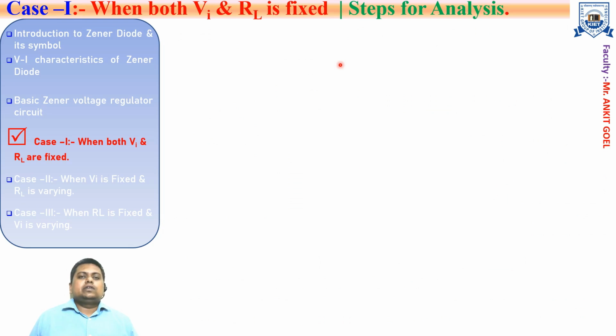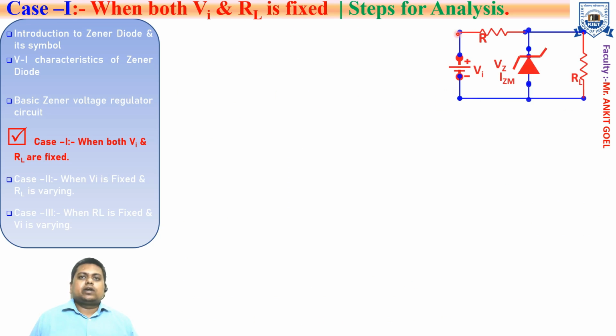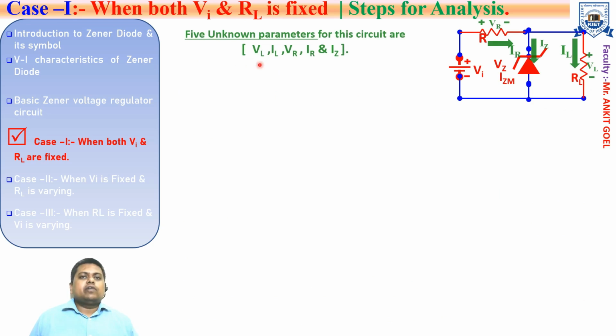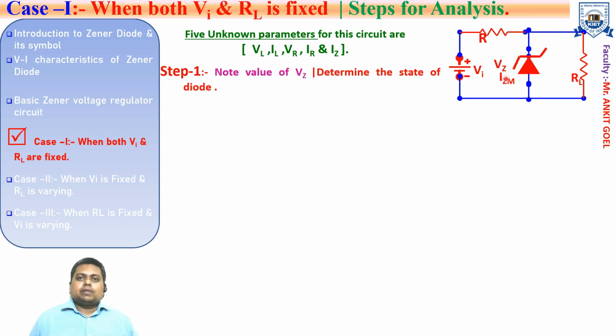So let's discuss the first case, in which the input supply as well as the load resistance are fixed. This is the basic Zener diode regulator circuit, in which you need to find these five unknown parameters. VL and IL are the voltage and current across the load resistance. VR and IR are the voltage and current across the series resistance, and IZ is the current across the Zener diode. So the first step is you need to determine the state of the Zener diode, whether it is operating in the on state or off state, for given Vi, R and RL. For these DC conditions, what is the state of the Zener diode?